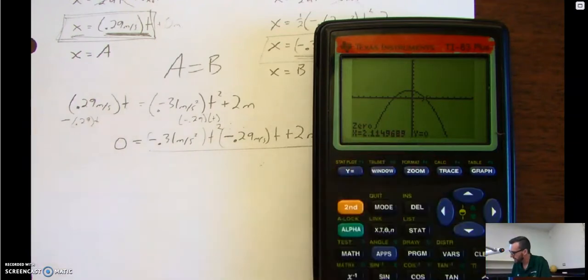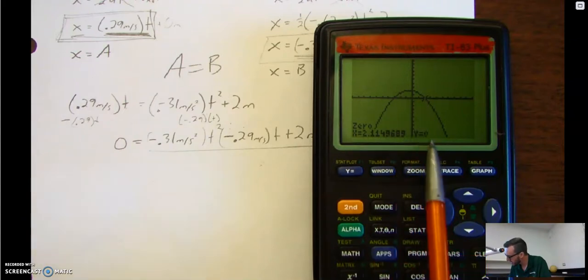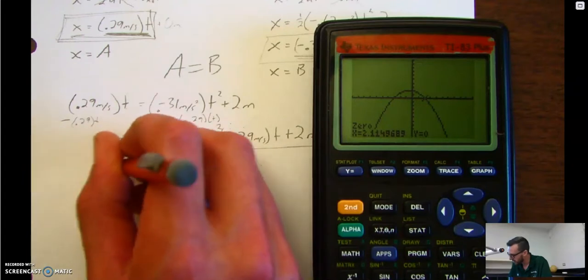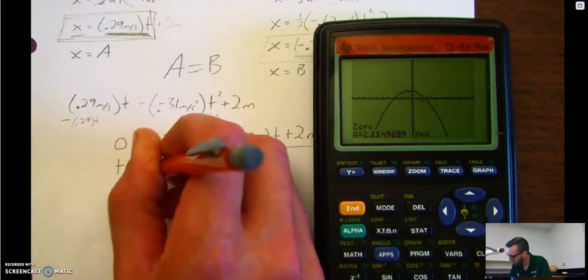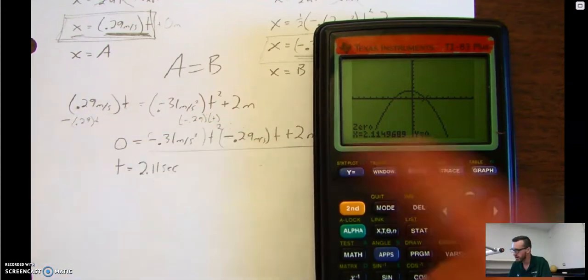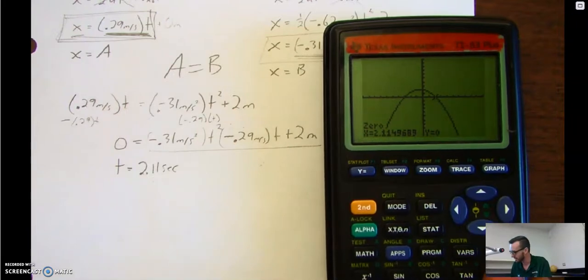And here we go. What it says is where our function intersects at y equals 0, x, or in this case our time, has a value of 2.11 seconds. Okay, so that's how you use your calculator to solve a quadratic equation. You can use this for all types of questions, not just this type.